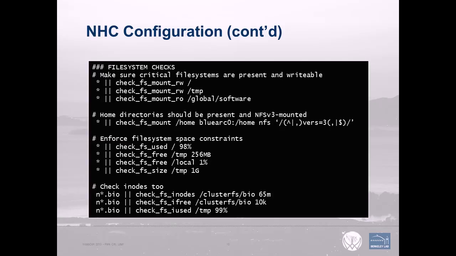Let's see, file systems. This is pretty self-explanatory. You can do used or free space as a percentage as well as a raw size. And then size, of course, is a raw size, but you can have a minimum and a maximum if you choose. We also have checks for inodes. Basically, the rules are the same.